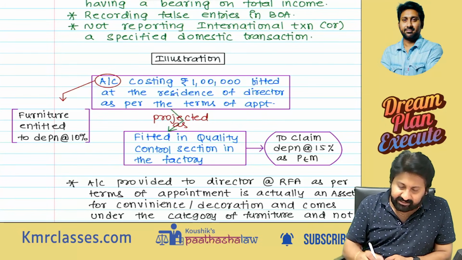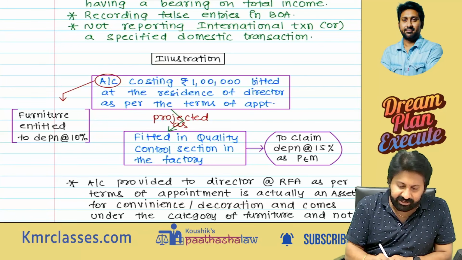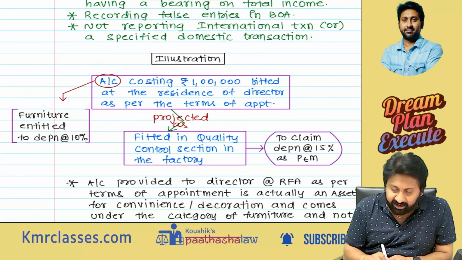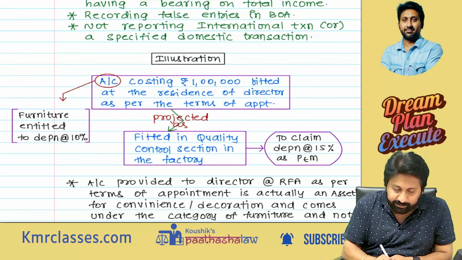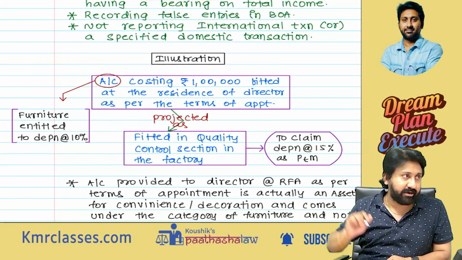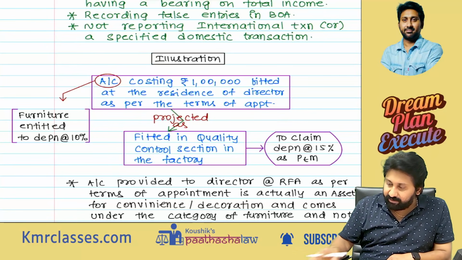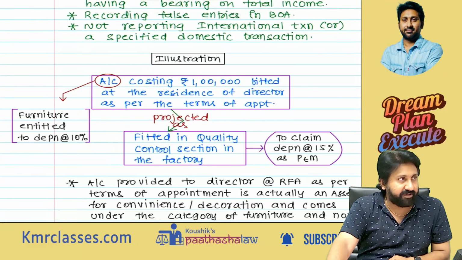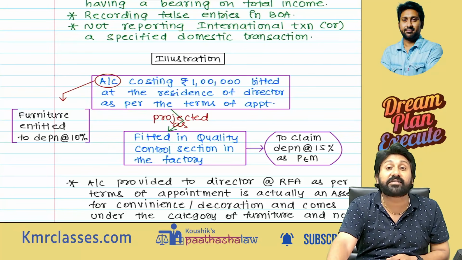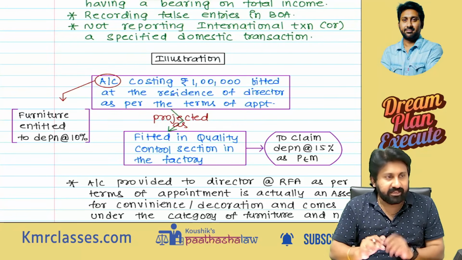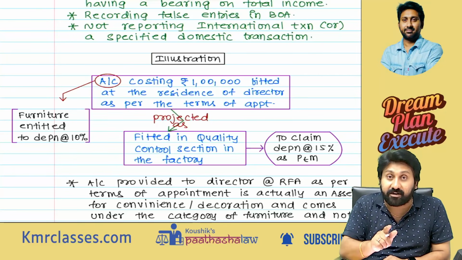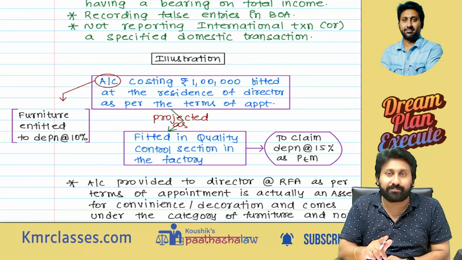Let us take an illustration. There is an AC costing rupees 1 lakh fitted at the residence of a director as per the terms of appointment. Now when an AC is fitted in the residence of a director, it will become furniture and fittings. So the summary is that an AC fitted in the residence of a director shall be treated as furniture and fittings, not as plant and machinery.